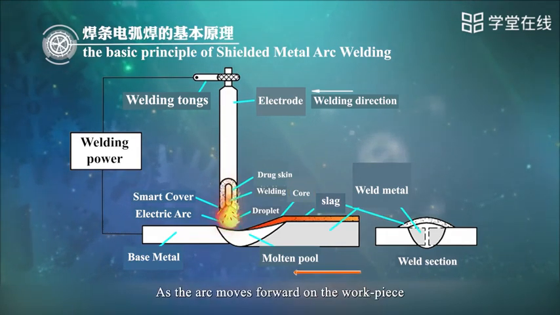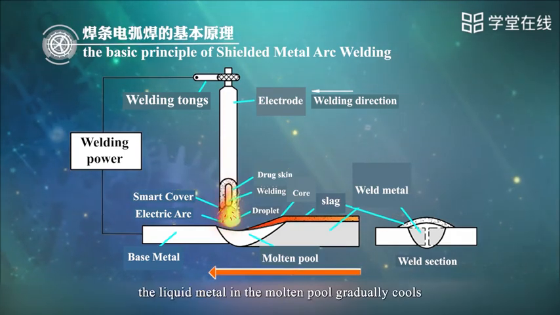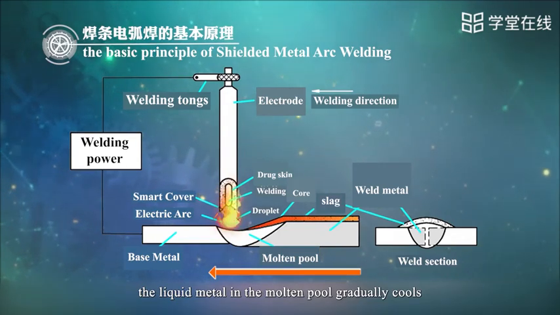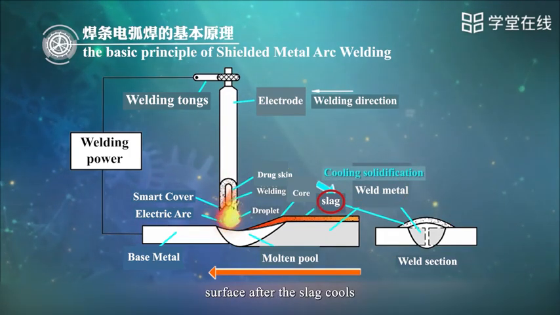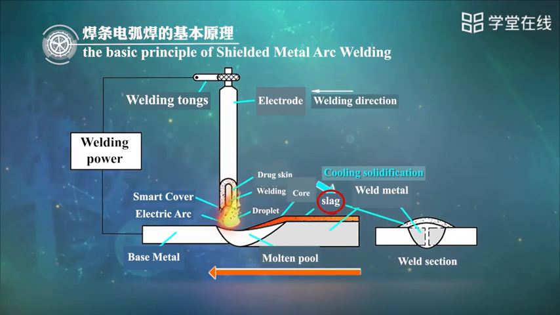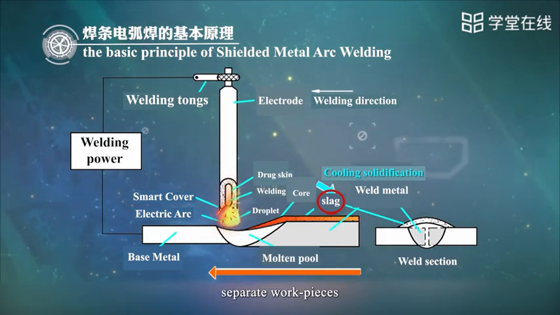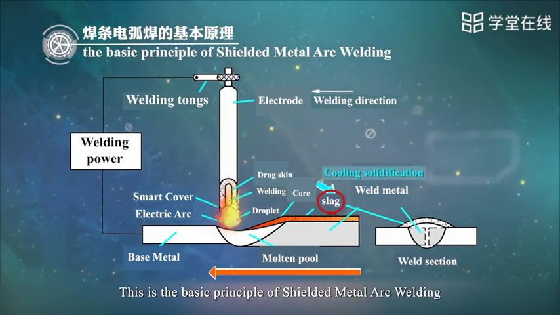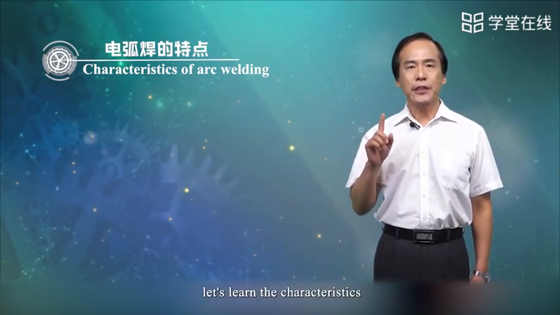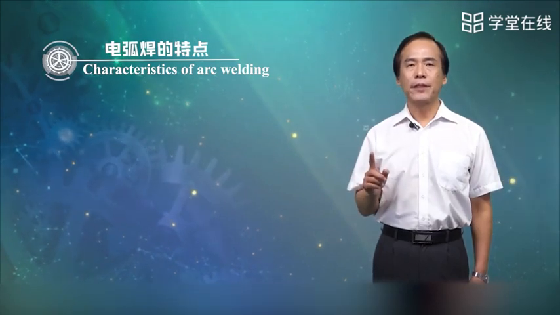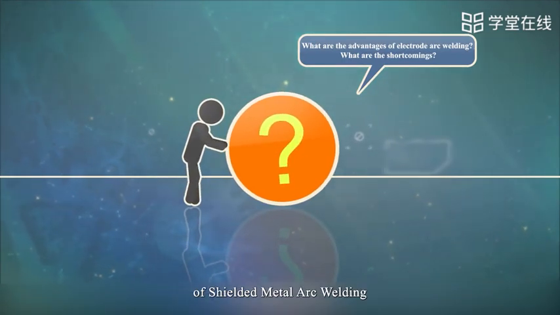As the arc moves forward on the workpiece at an appropriate length and speed, the liquid metal in the molten pool gradually cools, while a slag shell is formed on the weld surface. After the slag cools, it results in permanently joining the two separate workpieces. This is the basic principle of shielded metal arc welding. Next, let's learn the characteristics of shielded metal arc welding. What are the advantages and disadvantages of shielded metal arc welding?